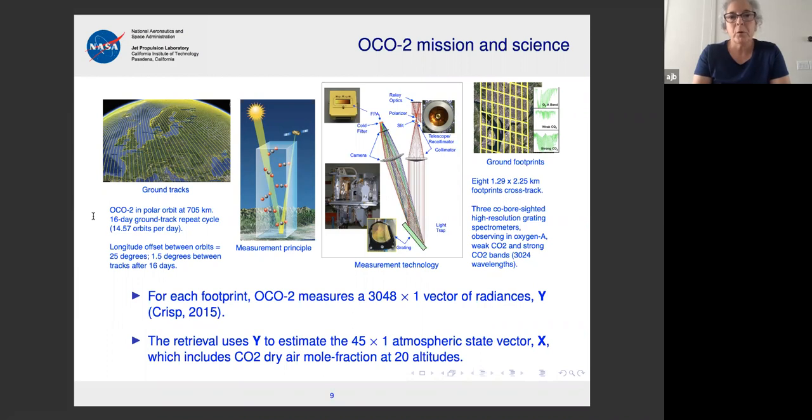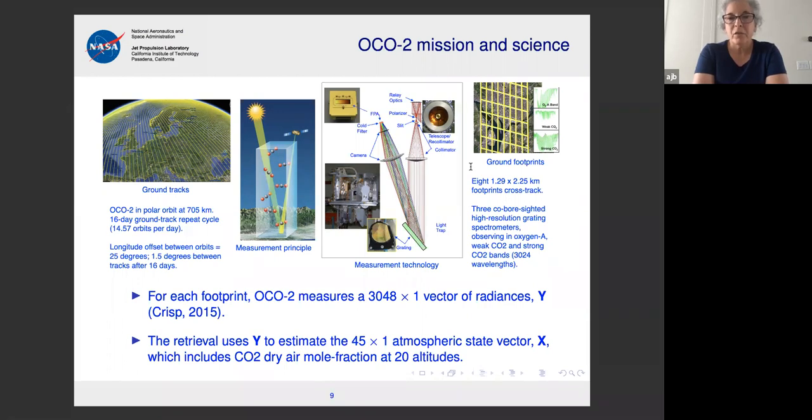The measurement principle is that photons from the sun pass through the atmosphere. They are absorbed and scattered by different constituents in the atmosphere, including CO2. It bounces off the surface, heads back up to the spacecraft, and it gets focused onto a detector shown in the third panel here. The upshot is that you get a ground footprint that looks like this area, this thing on the left. Each of these little parallelograms is 1.29 kilometers by 2.25 kilometers in size. And for every one of those little ground footprints, you get a vector that is, with some caveats, 3,048 different photon counts, that vector of radiance as y.